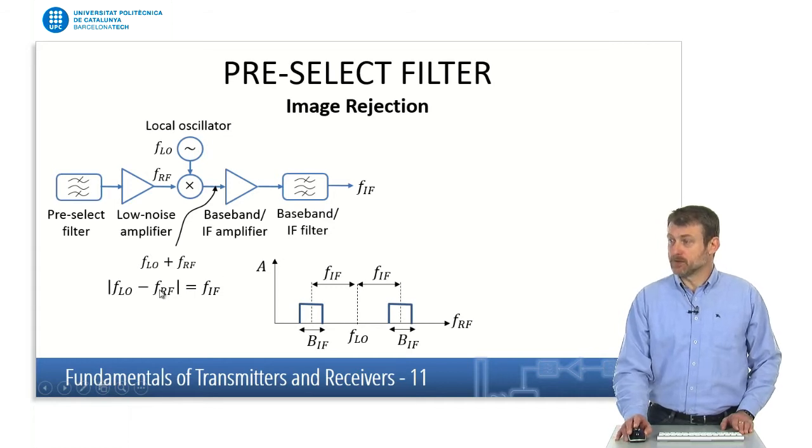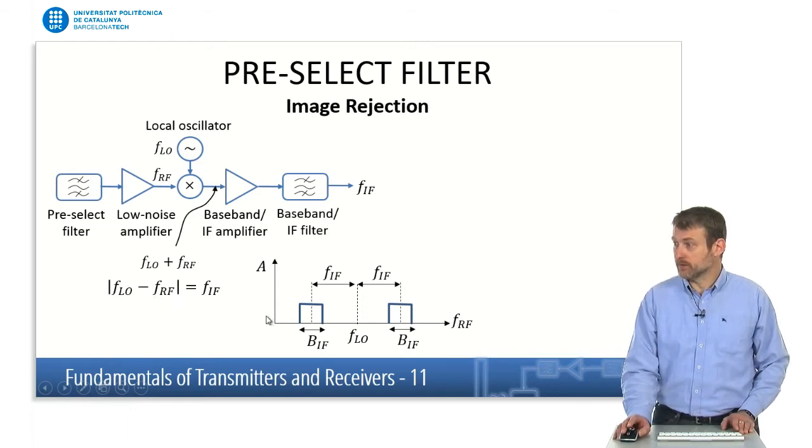Now, once we fix the local oscillator frequency, if we don't have this pre-select filter, there would be two different RF frequencies that would satisfy this condition, right? Because this baseband filter is fixed, this LO frequency is fixed, and therefore we would have two different RF frequencies that would satisfy this condition.